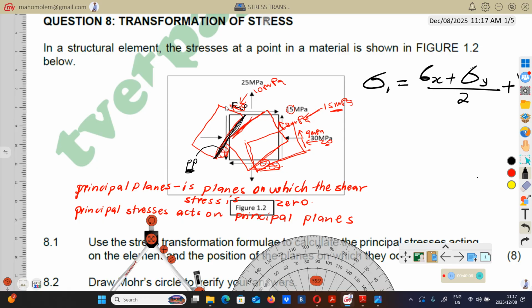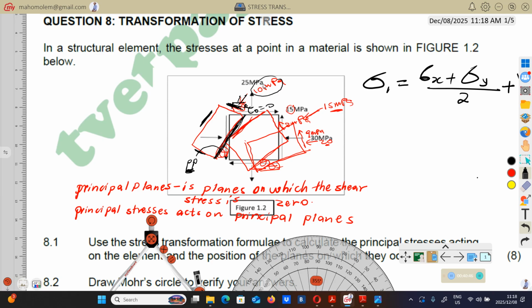Now, the stress that acts on this plane, where the shear stress is 0, remember the stress here equals the stress here. Don't get surprised. If the shear stress is 0 here, it means that the shear stress is 0 here. The shear stress will always be equal. The shear stress here and the shear stress here will always be equal. It's just that they will be in opposite directions. I will come to that just now.